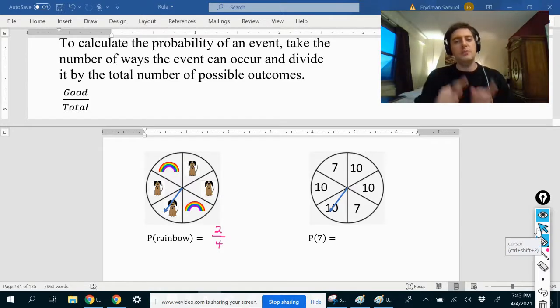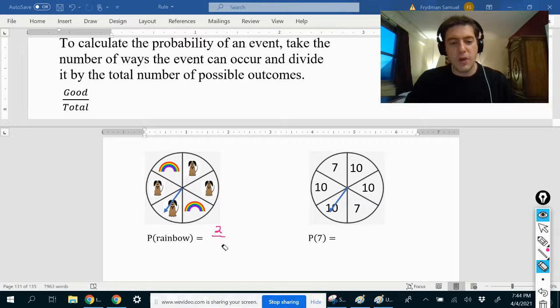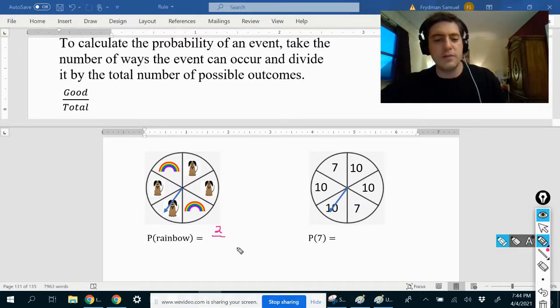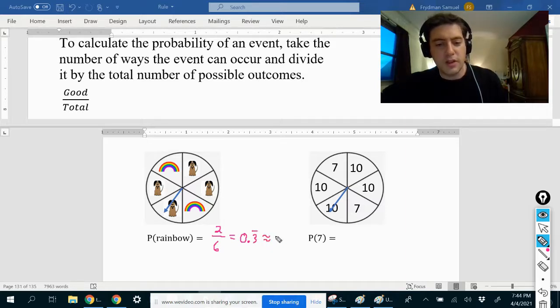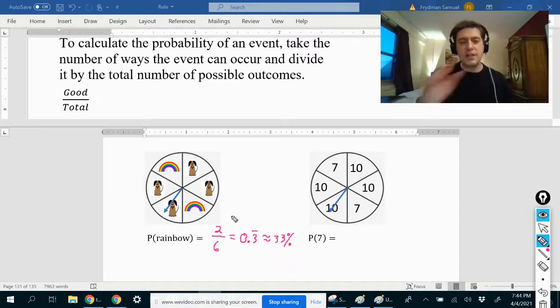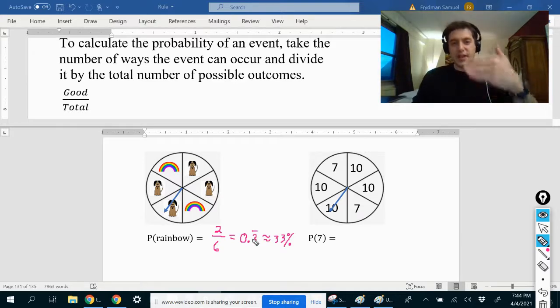Okay, so for the total, we include both good and bad. All right, so the probability of that spinner landing on a rainbow would be 2 out of 6. Okay, 2 over 6, which is 0.3 repeating, which is approximately 33%. Okay, which is still unlikely. So if I spin that spinner, it probably will not, right? Unlikely means greater than 0, but less than 0.5. So if I spin that spinner, it probably won't land on a rainbow. It'll probably land on one of the dogs, but it might land on a rainbow. So it's unlikely, but it's not impossible.